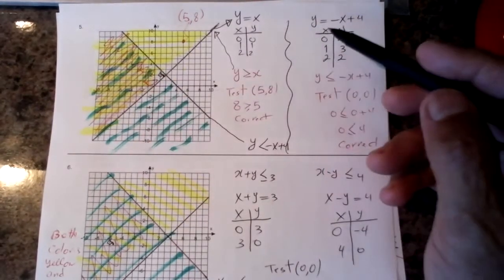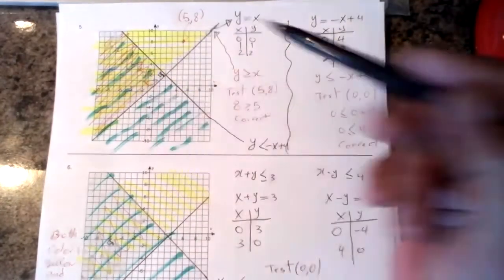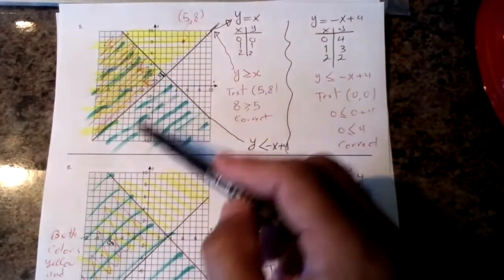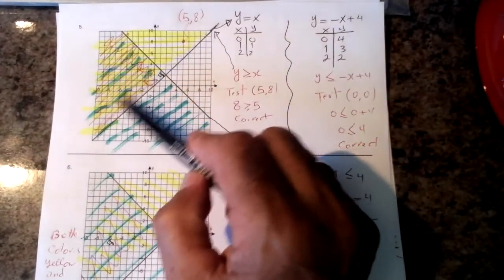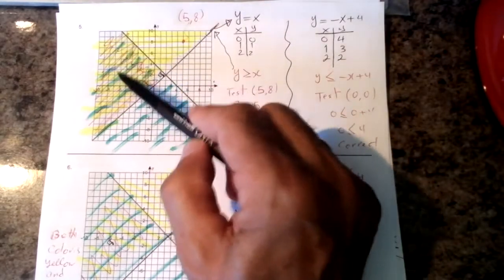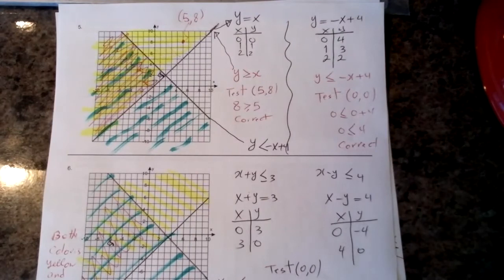Now, when you have 2 inequalities, you find the area that overlaps, meaning it has both colors. See, one area has yellow, one has green. What area has both colors here? So I use the red pen. So this is the solution. So you find the solution of 2 inequalities by graphing. And the shaded part is the answer.